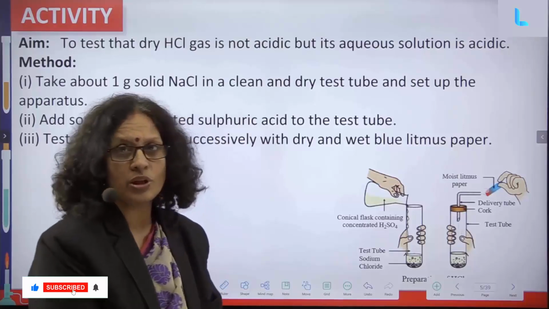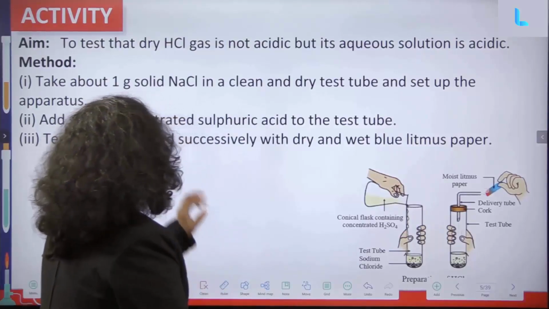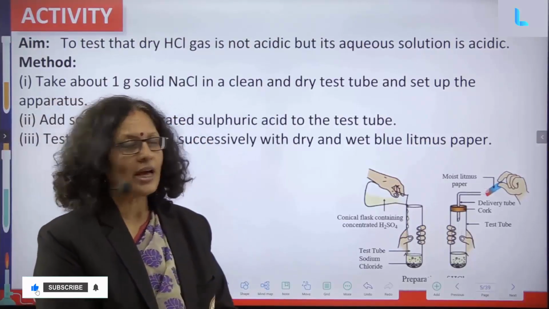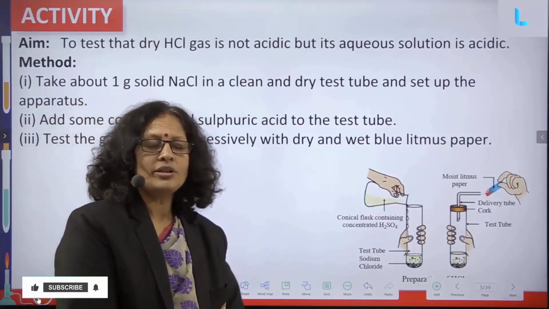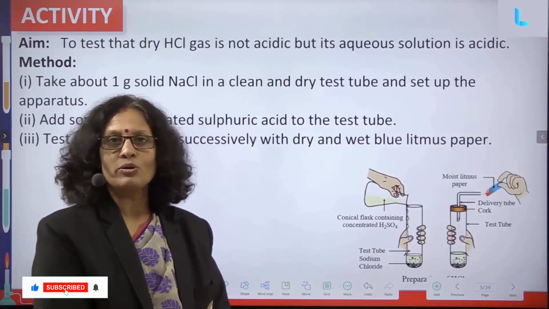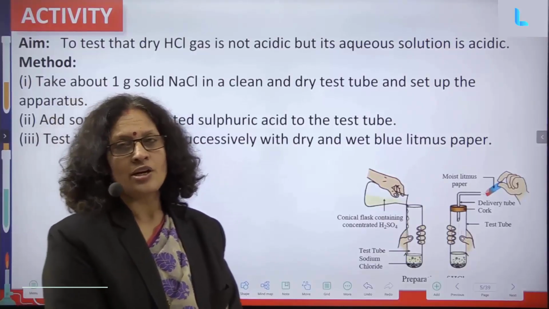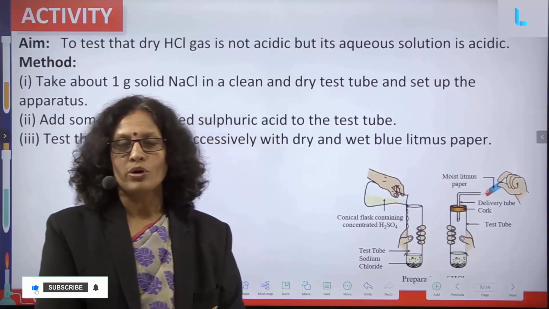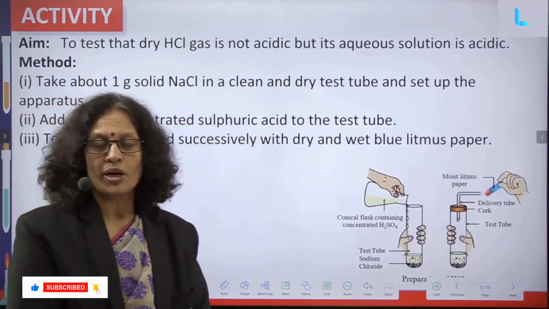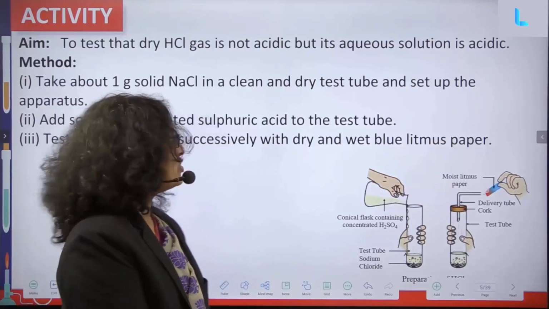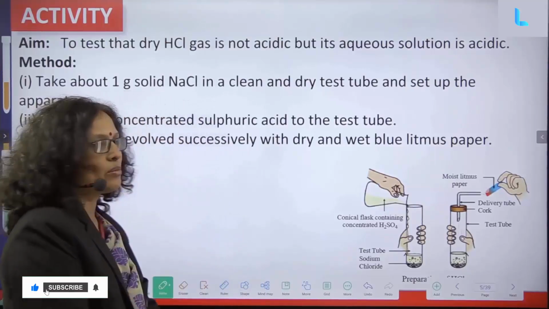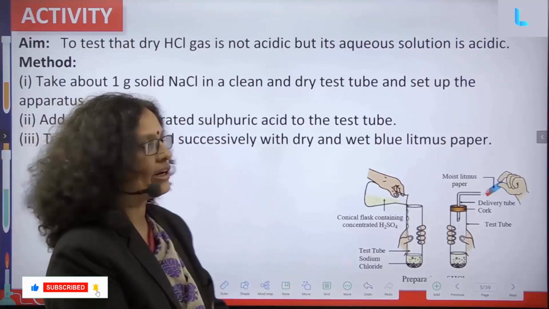Reactions are taking place with the help of ions. Now to test that, dry HCl is not acidic, but in aqueous solution it is acidic. In the dry form it is not acidic because ionization does not take place, and when it dissolves in water it breaks into its ions, and that is why the substance will show its nature.